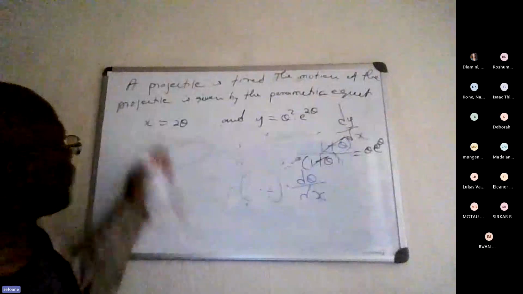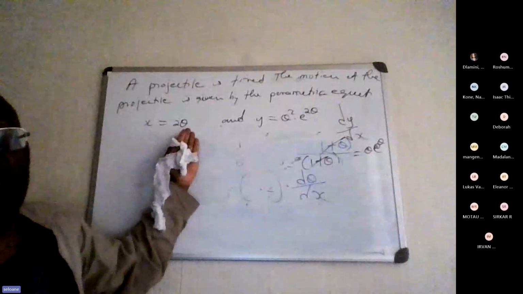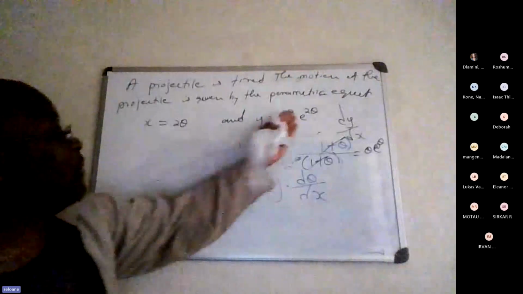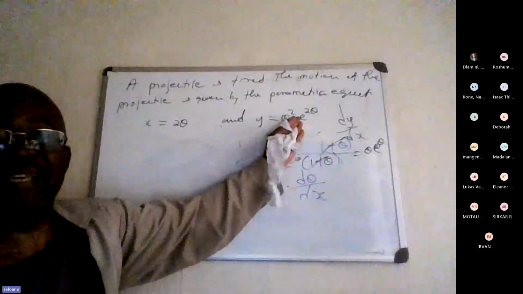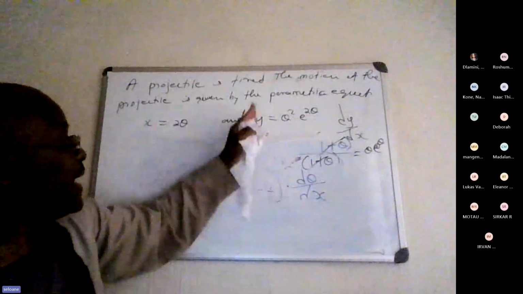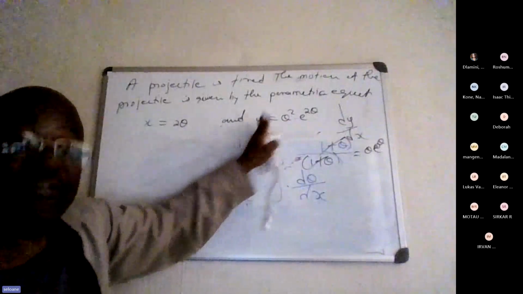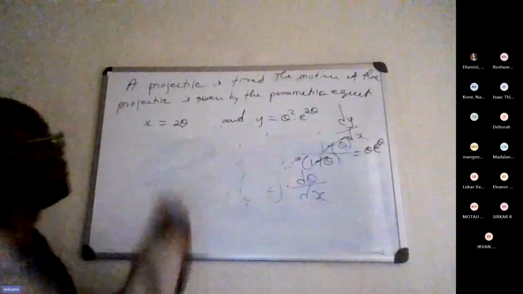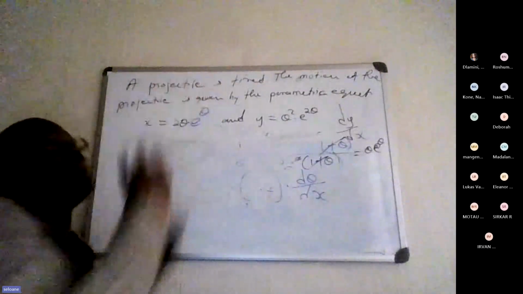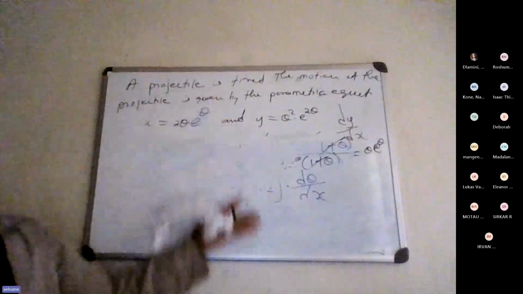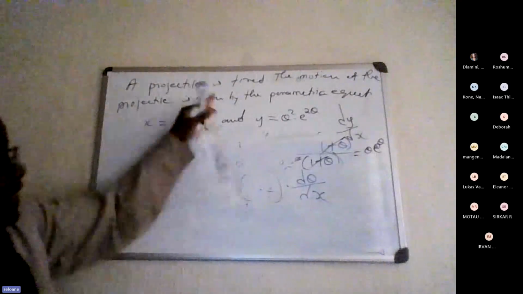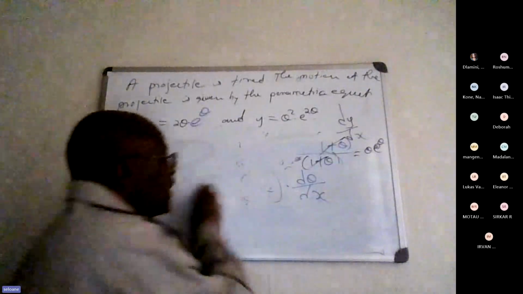You can make theta the subject of the formula and write theta in terms of x. Then replace your theta here, and you are going to get a function y in terms of x only. This one is possible, but with this one, it becomes impossible. Therefore, the only way to get dy/dx and acceleration is to differentiate each one.